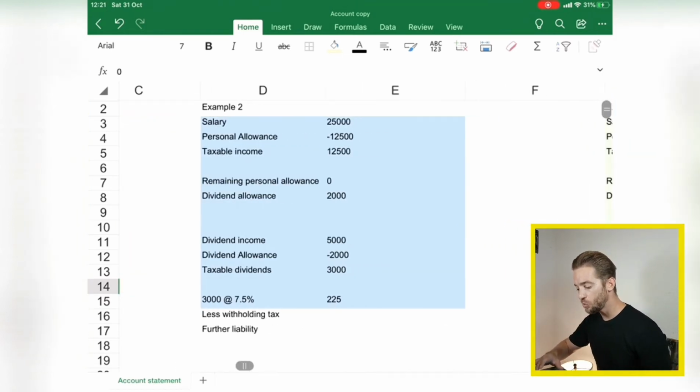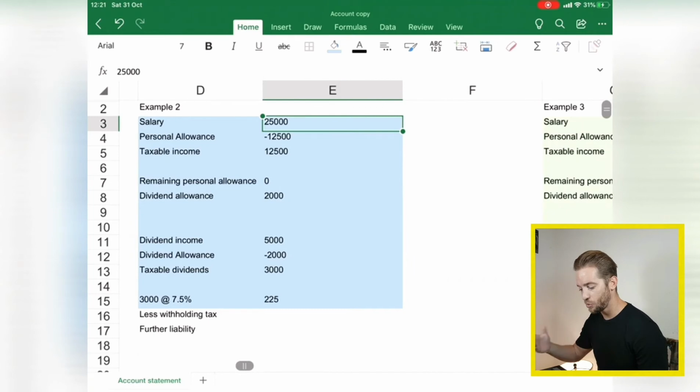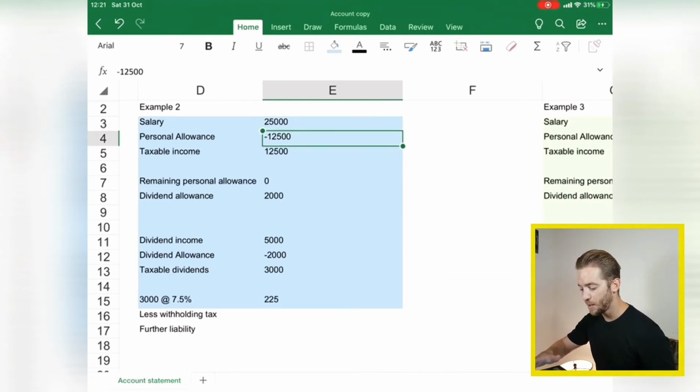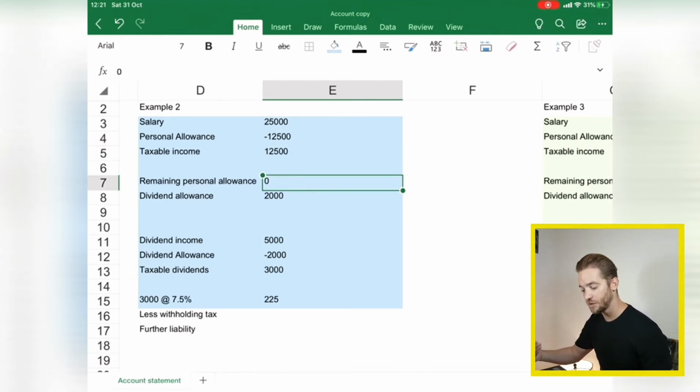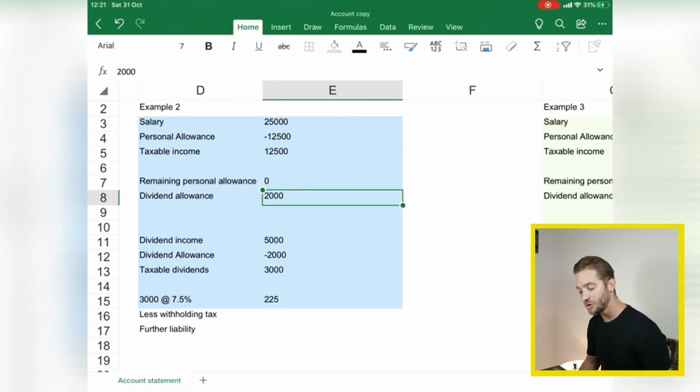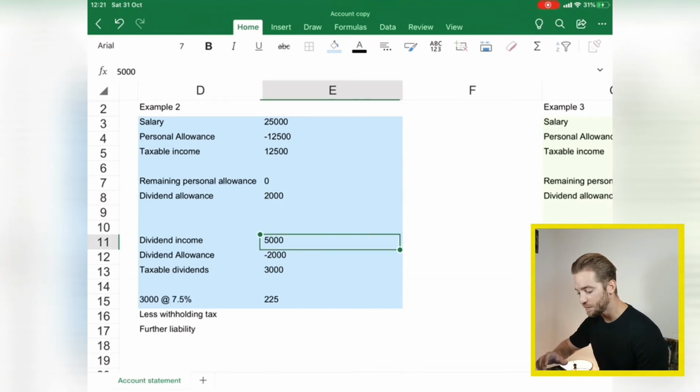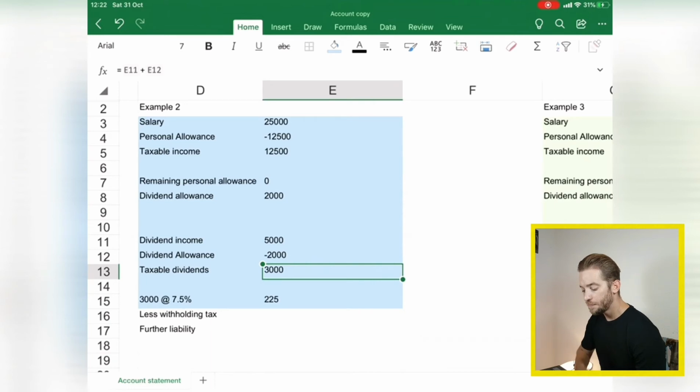Then you can see example number 2, we're adding in a salary here. So you have other income. £25,000 salary utilises your personal allowance of £12,500 and means that you have none to use against your dividend income. You still have your dividend allowance of £2,000 that never gets taken away, irrelevant of what level of income you might have. Now let's assume you then receive £5,000 of dividend income on top of this, minus the dividend allowance of £2,000, leaves you with £3,000 of taxable dividends.